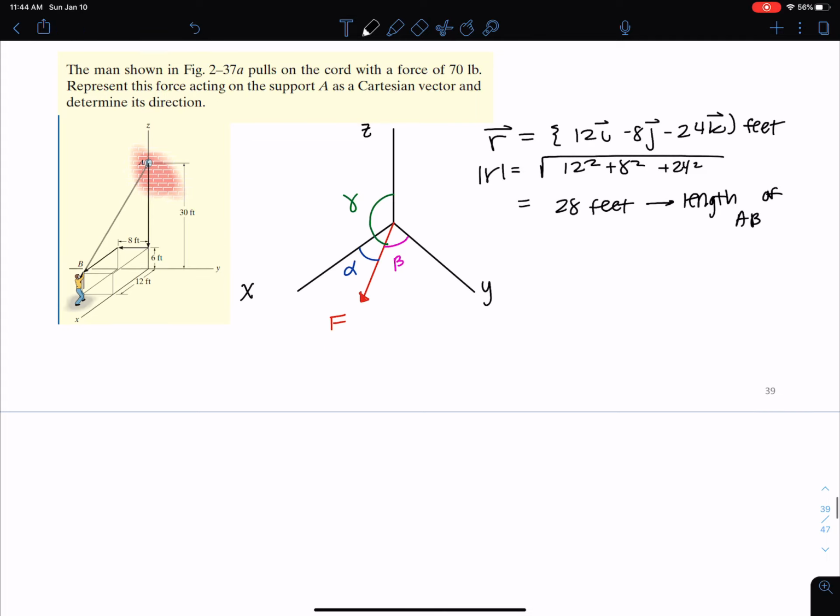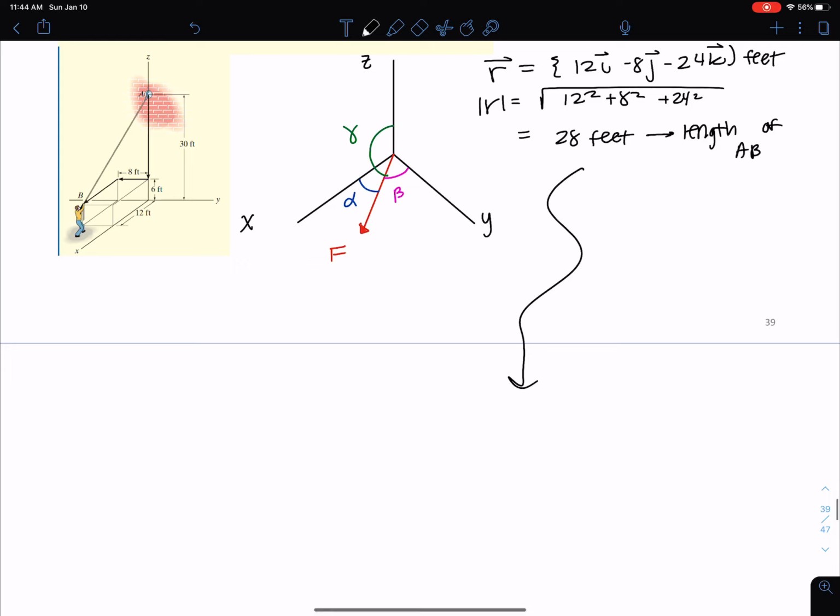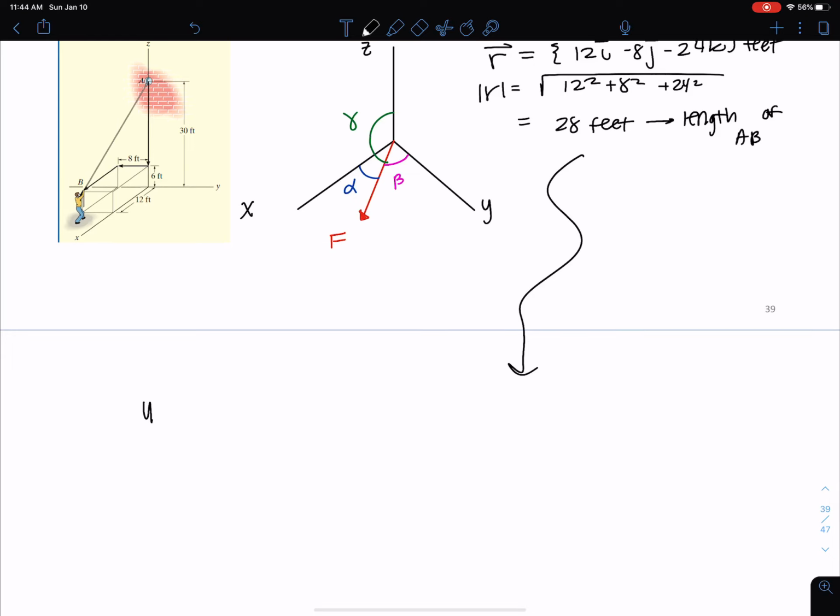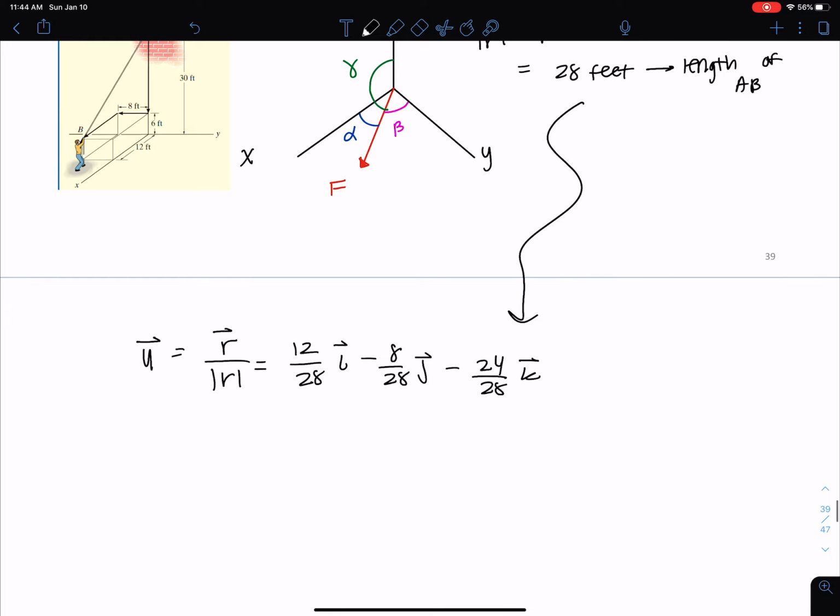Okay. I'm going to move down here a little. So we can now get the unit vector. This is what's going to help us get the direction cosines by saying it's r divided by the magnitude of r. And I just have 12 over 28 in the i minus 8 over 28 in the j minus 24 over 28 in the k. And what I can do now is say that my Cartesian vector force is equal to the magnitude of F times the unit vector. And this is a formula that we can use.